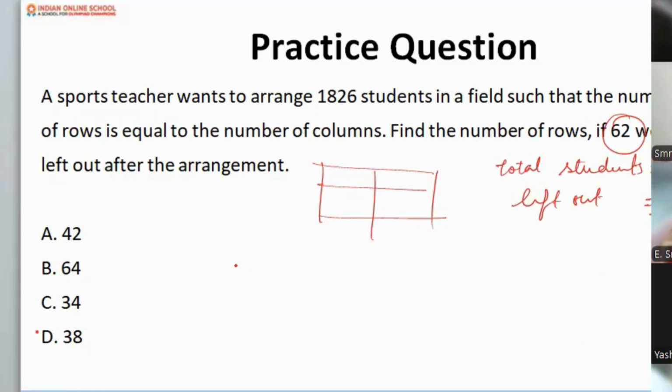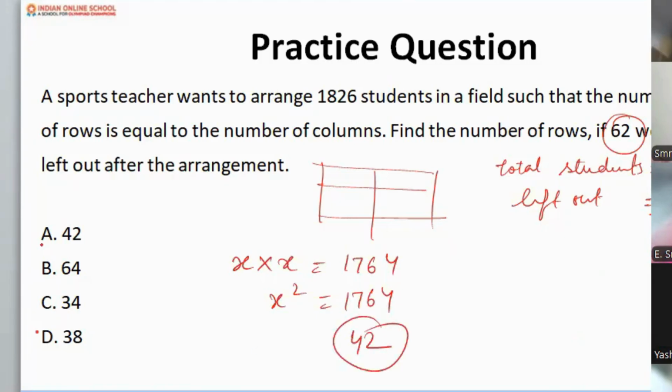According to the question, the number of rows equals the number of columns. So we need to figure out that 1764 is the square of which number? Basically we are finding the square root of 1764. Ma'am, the answer is 42. Got it, everybody? Yes, ma'am.